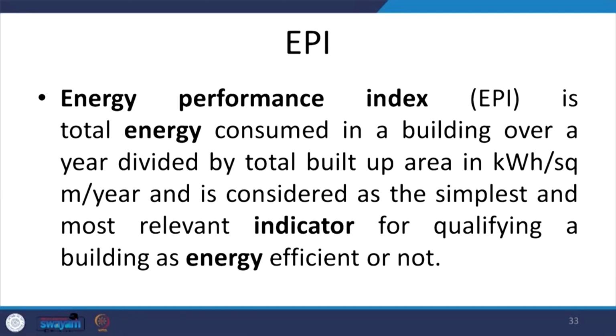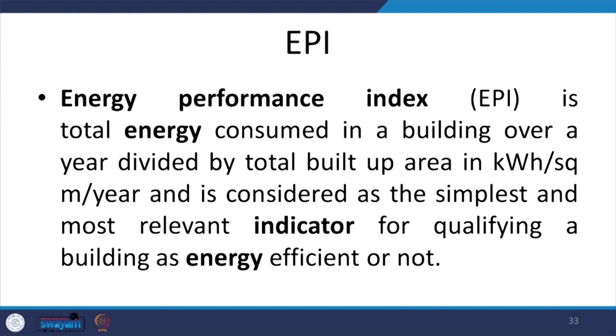Then another common terminology that we use quite often in green buildings and sustainable buildings is Energy Performance Index, EPI. It is the total energy consumed in a building over a year divided by the total built up area, and the unit is kilowatt hour per square meter per year. It is the simplest and the most relevant indicator for qualifying a building as energy efficient or not.